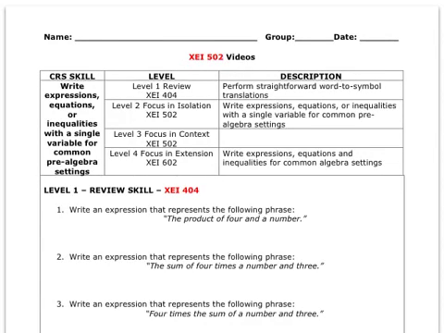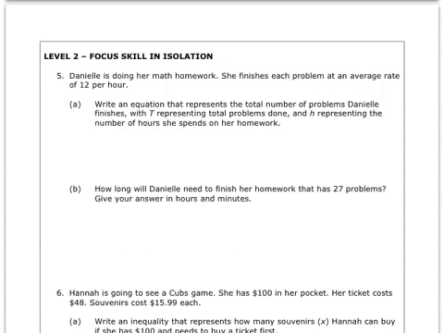Okay, level 2 of XEI 502 is writing expressions, equations, or inequalities with a single variable for common pre-algebra settings. So let's look at some examples of what that means, because it's a very broad skill.